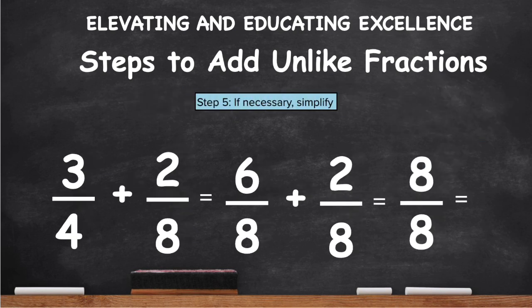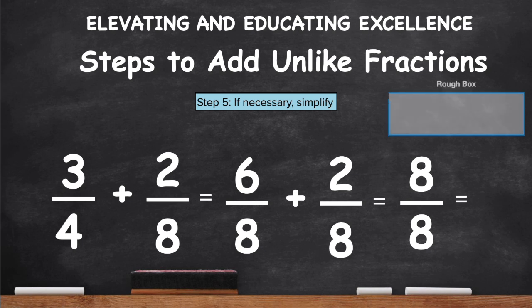And now we're going to do step number 5, which is, if necessary, simplify. This one's actually super easy to do. What we're going to do is draw the rough box, and in that rough box, we're literally just going to divide 8 divided into 8. So 8 divided into 8 equals 1. Now we're going to put that 1 in the final answer section. And the answer is 1.